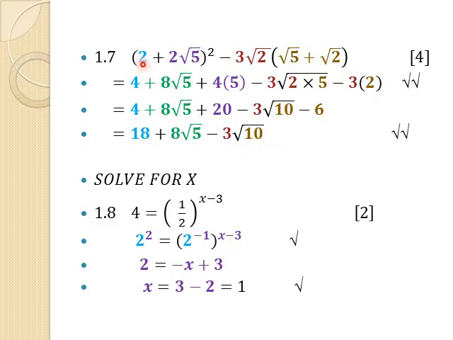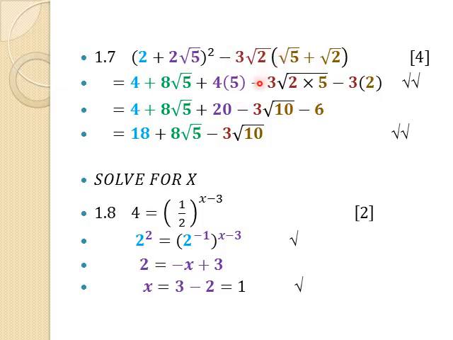1.7. Now we have (2 plus 2 square root 5) all squared minus 3 square root 2 times (square root 5 plus square root 2). Very important, I have two terms, a binomial, squared, so don't forget the middle term. So 2 times 2 gives me 4. For the middle term, 2 times 2 is 4, times 2 gives me 8 square root 5. For the term at the end, 2 times 2 gives me 4, square root 5 times square root 5, 5.